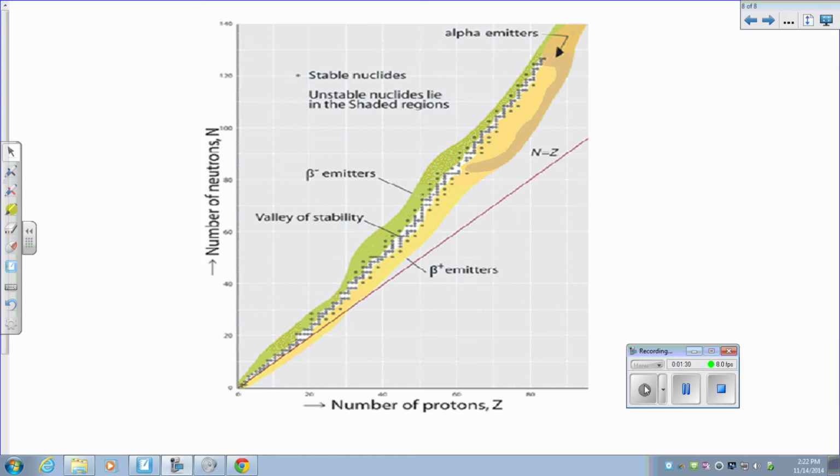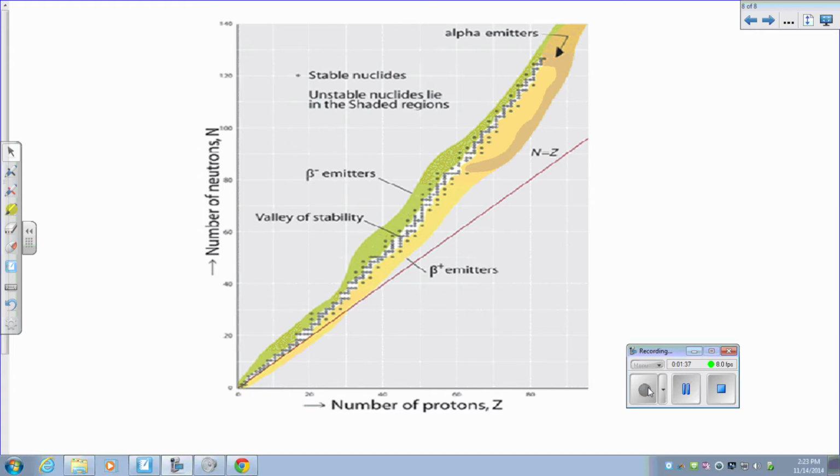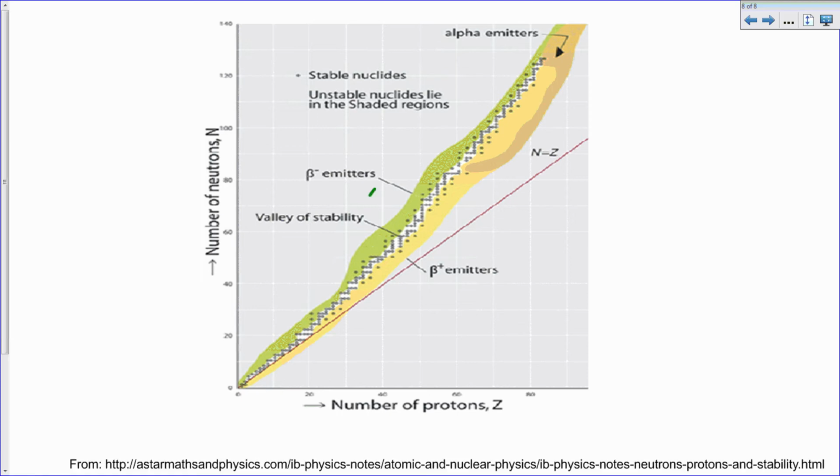And if we think about what we just learned, we know that beta minus decay happens when there are too many neutrons, and that neutron decays into a proton and an electron, which is emitted. That would move a nucleus from above the zone of stability back down into that zone of stability. It might have to happen multiple times, but eventually the nucleus would get there.